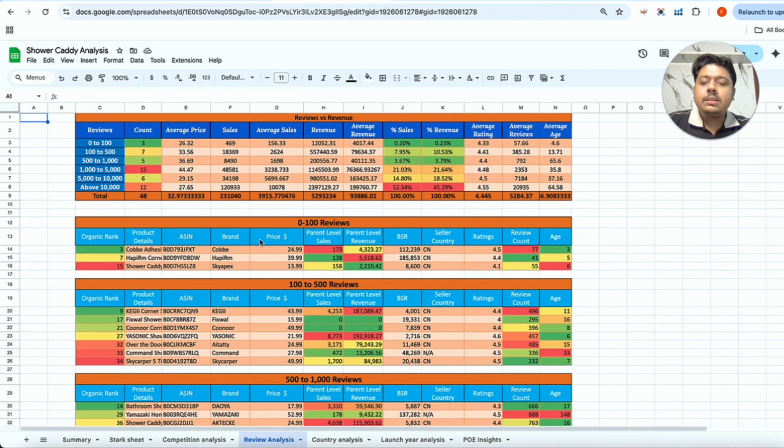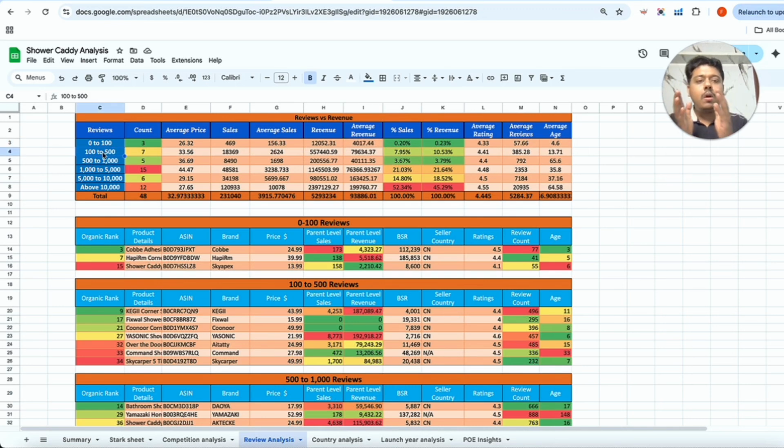Then there is review analysis. What does review analysis mean? We analyze, in a niche, how many sellers exist with 0 to 100 reviews. Right now, in the 0 to 100 range, 3 sellers exist. And what is the average revenue they are generating? They are generating an average of $4,000.